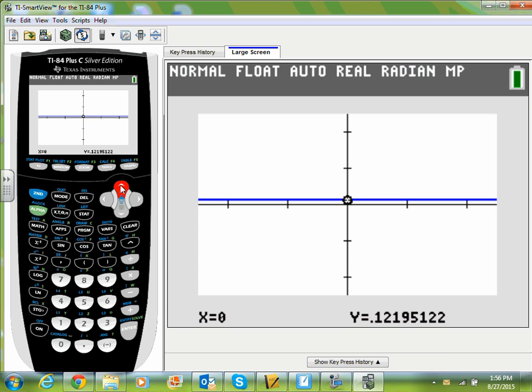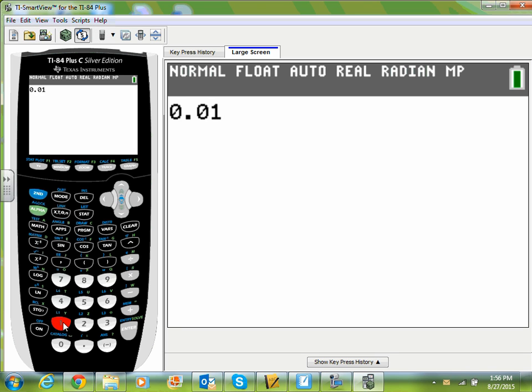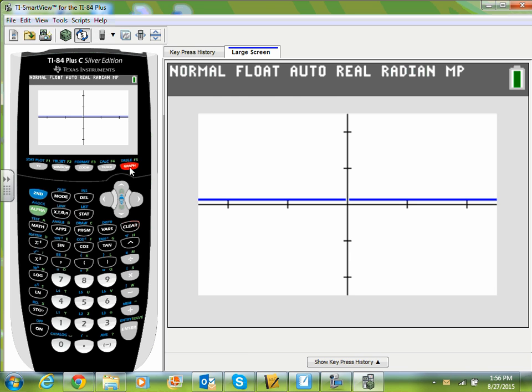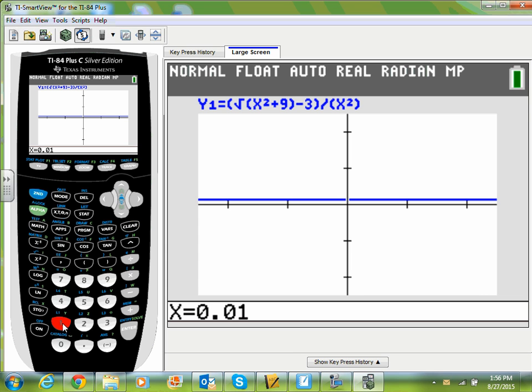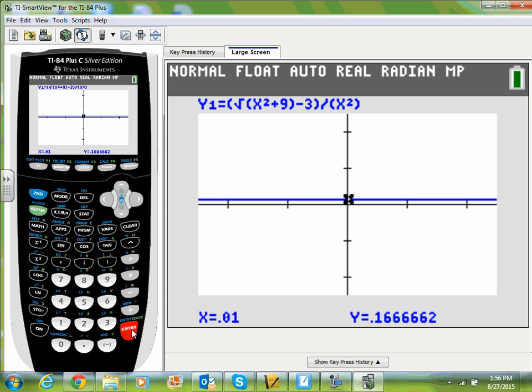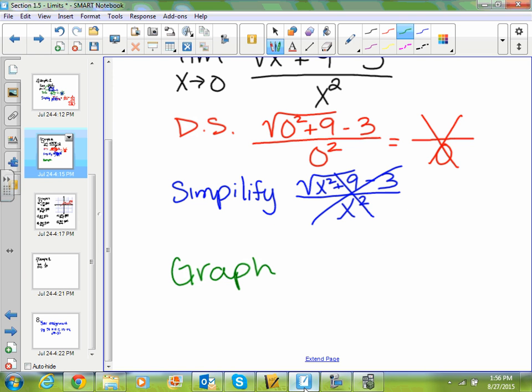And so if I want to estimate a value close to 0, I know like that the value 0.01 is really close to 0, right? So we'll just estimate 0.01 and see what it gives us. And it gives me y equals 0.166666662. And so if I round that to 2 decimal places, then I know that my limit as x approaches 0 of the graph is equal to 0.17 approximately.